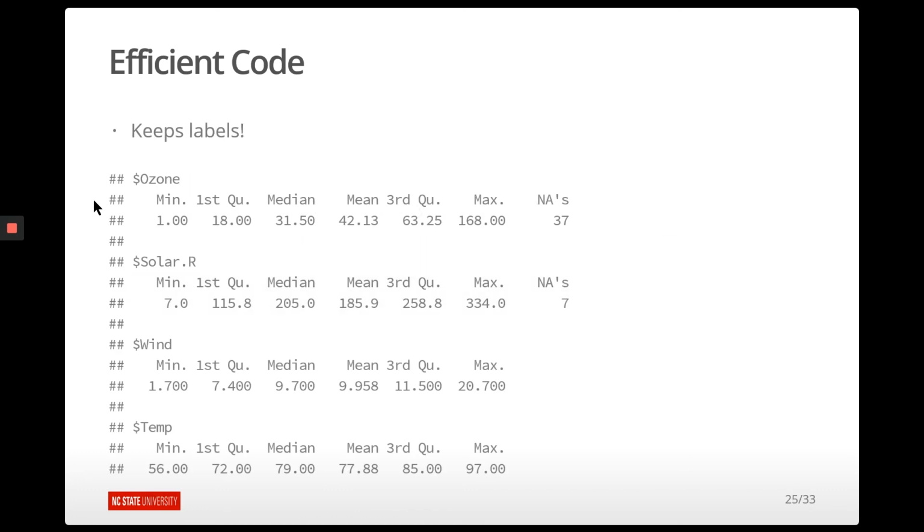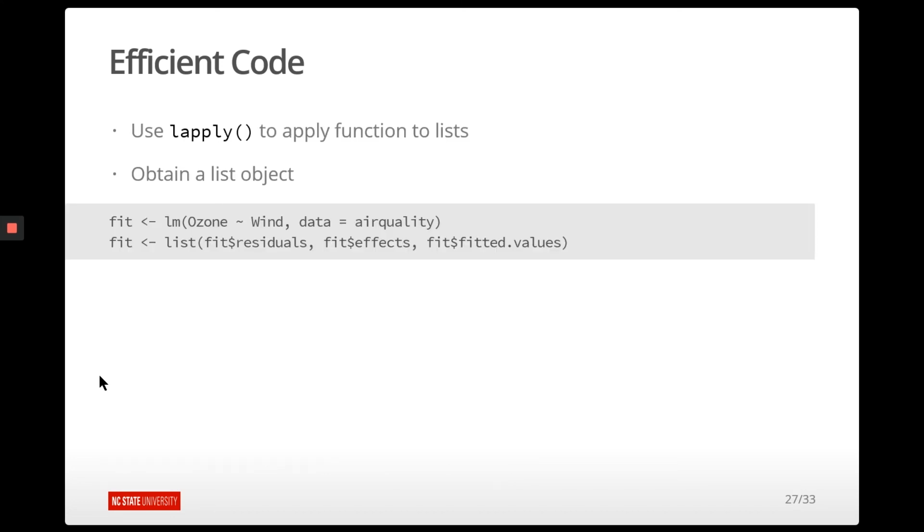And so the really nice thing about doing this with the apply function is that it keeps the labels for the columns and reports it in a nicer way than when we did it with the for loops. So now we see for the ozone column, here's the summary. For the solar column, here's the summary. And so just a nice way of printing that out. Okay, so that's basic apply, which applies a function to rows or columns of a matrix.